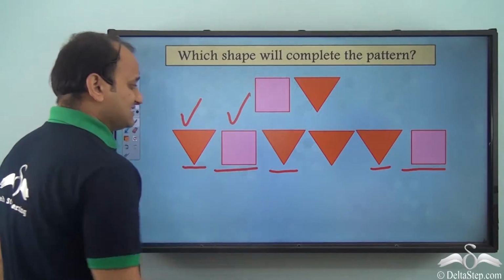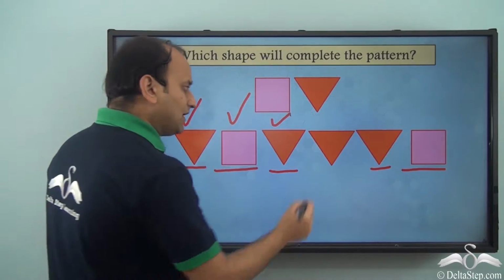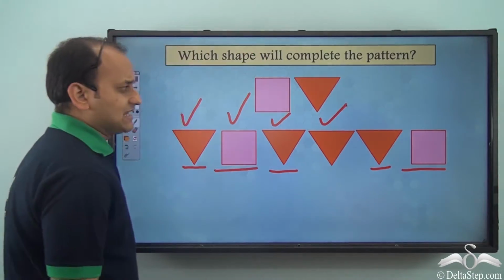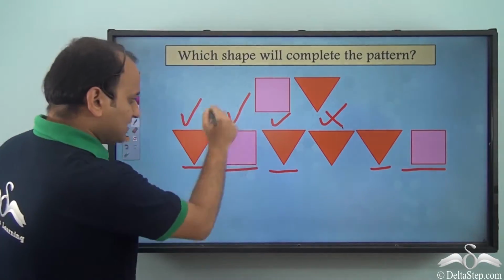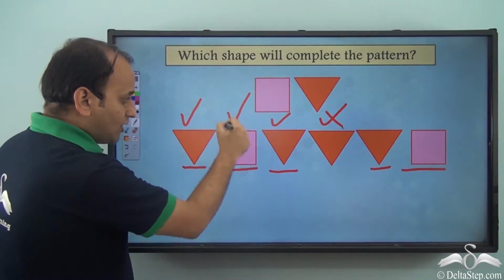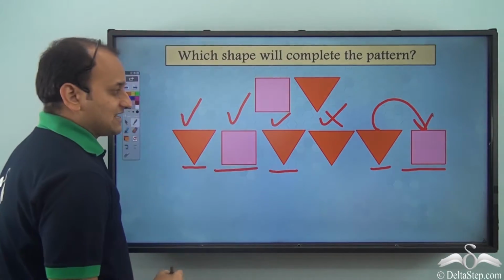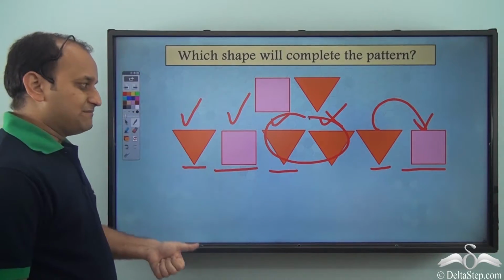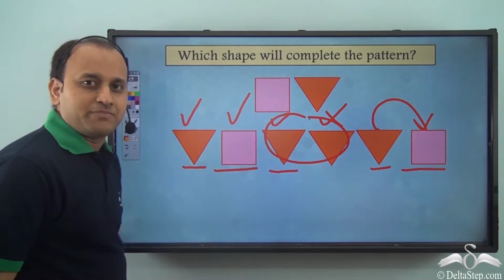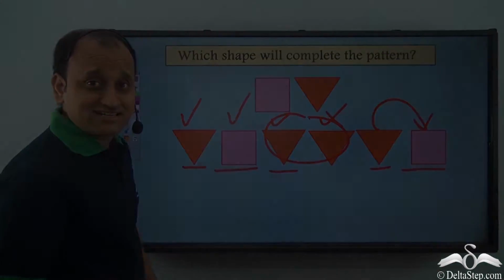Let's see. So we have this design, then this design, then this design again, but again we have this particular design, which is not right, isn't it? Because what do we see? Here we have alternating designs. Even here we have alternating design, but here we don't have that. It means that this shape will not be here. So which shape should we place so that this becomes a pattern?